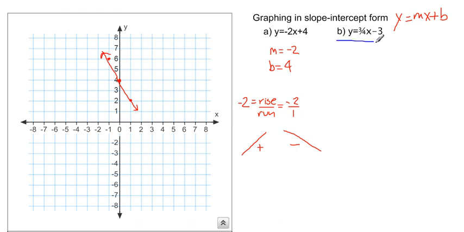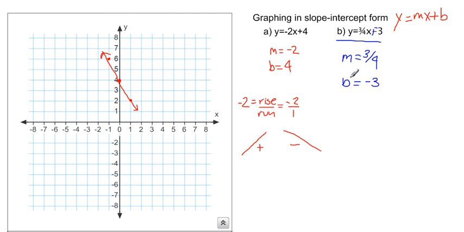Our second equation, y equals 3/4 x minus 3. Let's identify m and b. M is the number that's attached to the x, which is 3/4. And b is the standalone number, but I do have to be careful on this one because I have a minus 3, and in the form it should be a plus b. So let's make sure we add the opposite on this one, and then we figure out that our b value is actually negative 3.